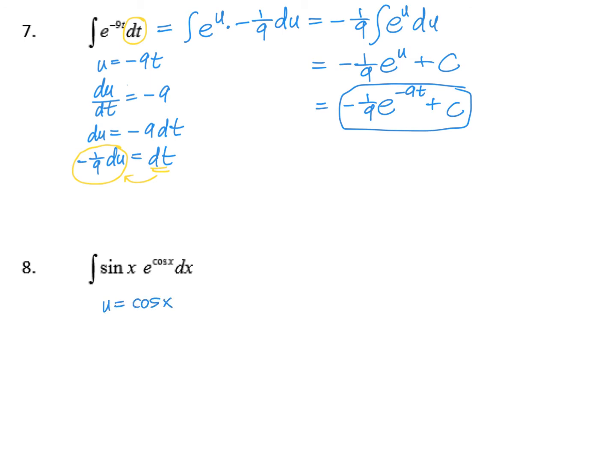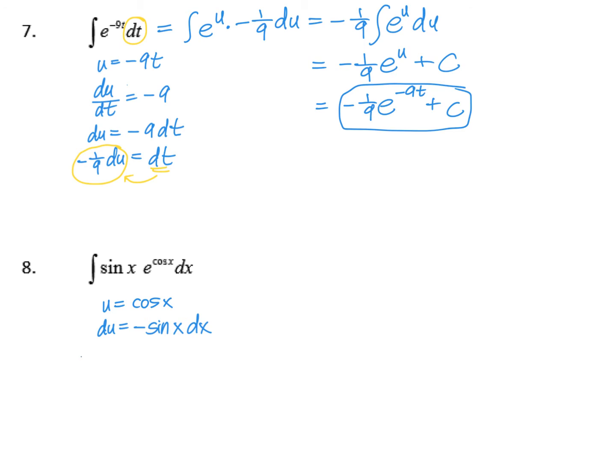Remember, there are two criteria to choose what's u. Criterion number one is what would make this be simpler looking. E to the u would be very simple. Criterion number two is if we take the derivative of what we made u, does the derivative show up elsewhere in the integrand? And yes, it does. Sine x shows up elsewhere in the integrand, which is what we want to happen.